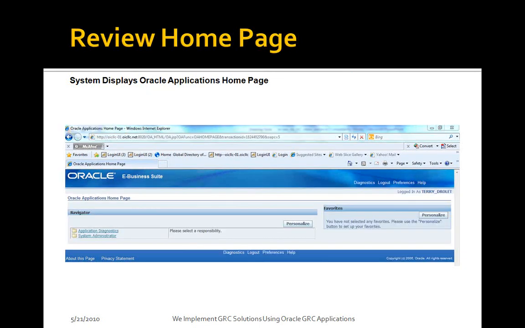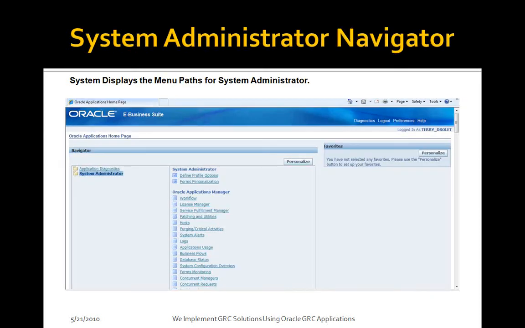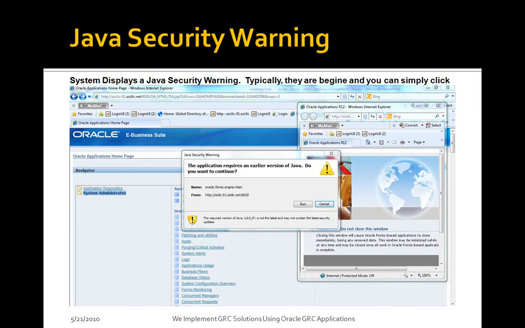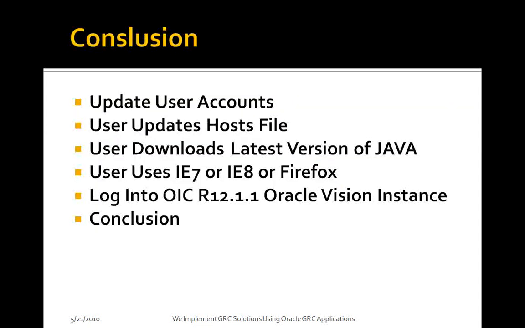Now you are logged into the e-business suite. We want to make sure the forms work properly. That's the reason why you installed the Java application. So click on System Administrator Responsibility and then scroll down to Define User. And then when you click on the hyperlink for Define User, you'll get this Java warning. Simply click Run. And that's it. The system should come up for you.